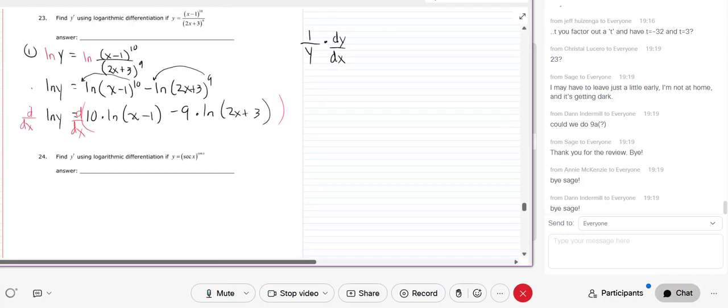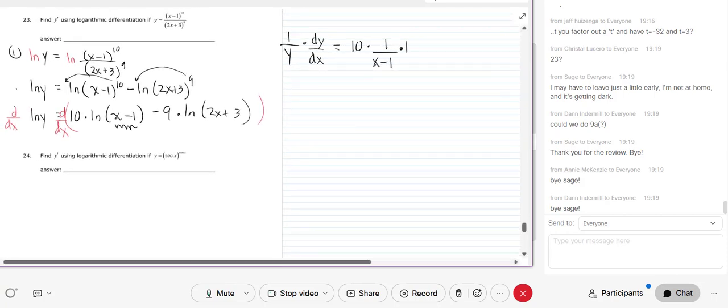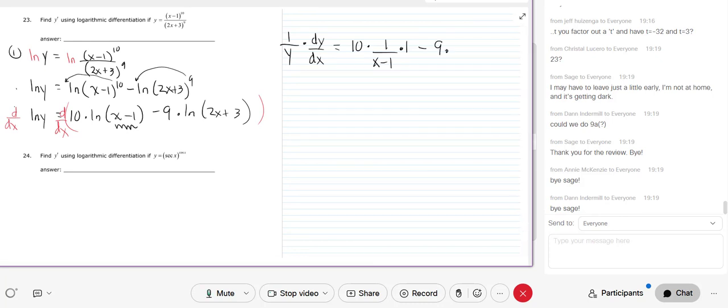Now you can do the logarithms in your head. Anytime you do a derivative of a natural log, it's always 1 over the function times the derivative of the function inside. So 10's a constant, just write it down. The derivative of ln x minus 1 is 1 over x minus 1. The derivative of the inside part, x minus 1, is 1. Moving over to the next part, 9's a constant, write it down. Derivative of ln 2x plus 3 would be 1 over the function times the derivative of the inside part, so that would be times 2, like that.